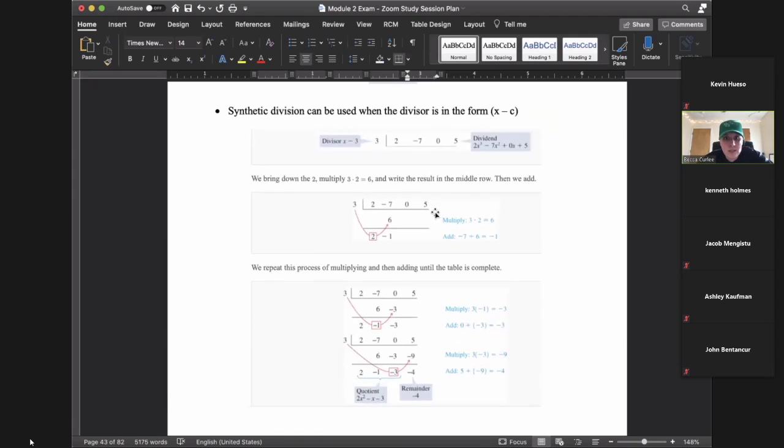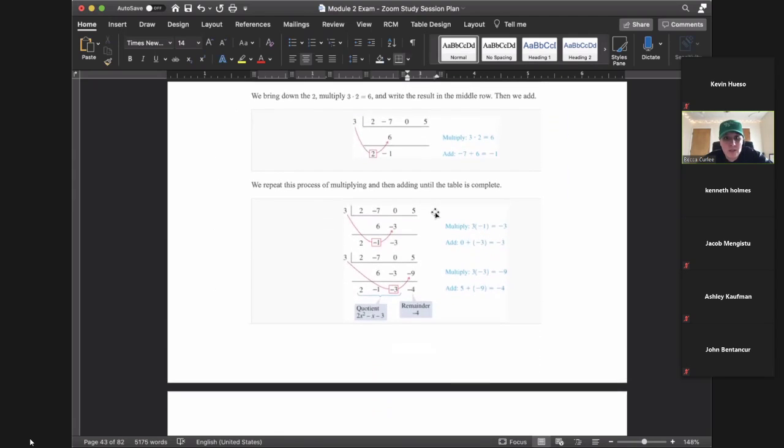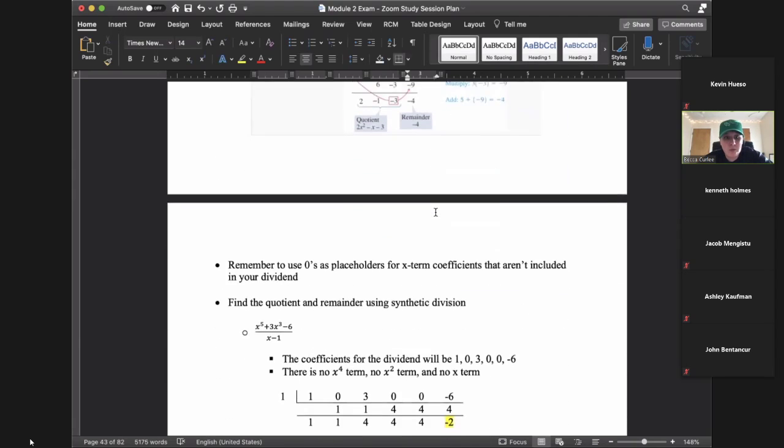But let's see, this is just explaining more synthetic division. Hopefully you guys are pretty comfortable with synthetic division.